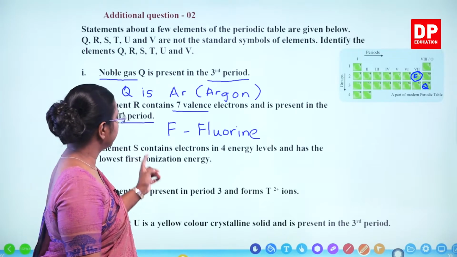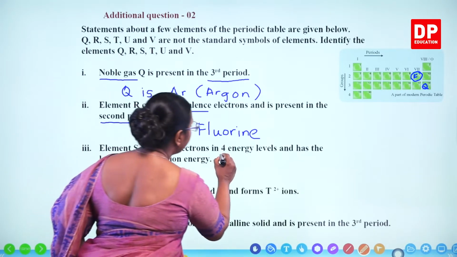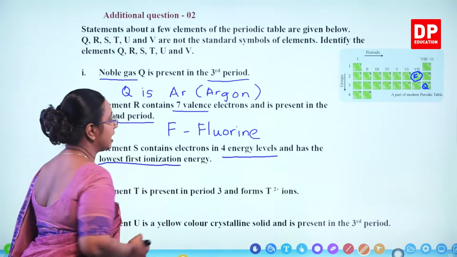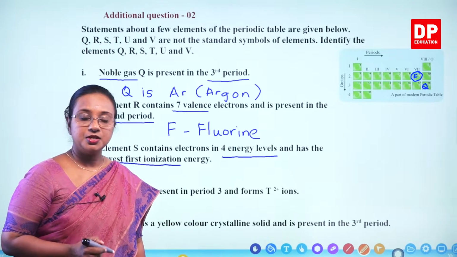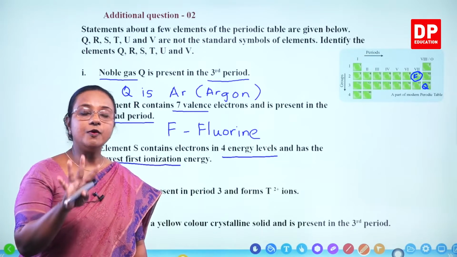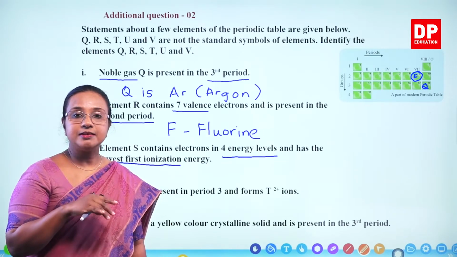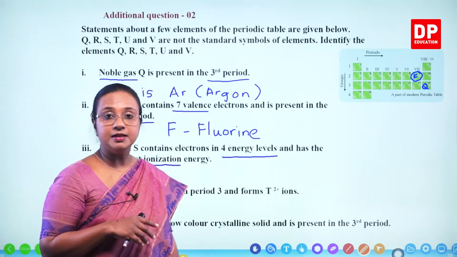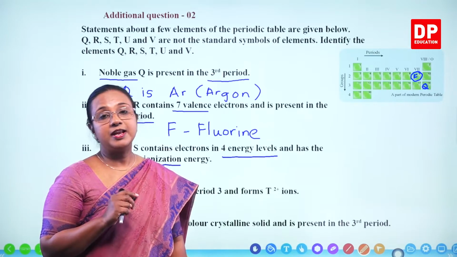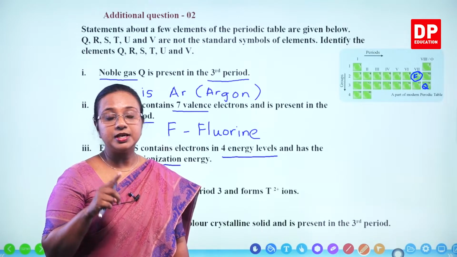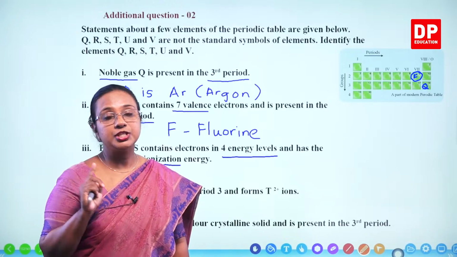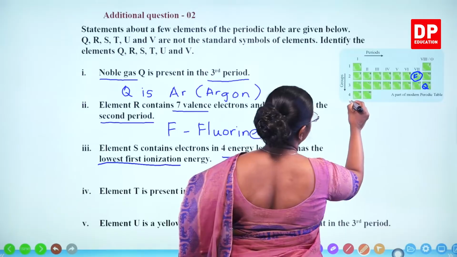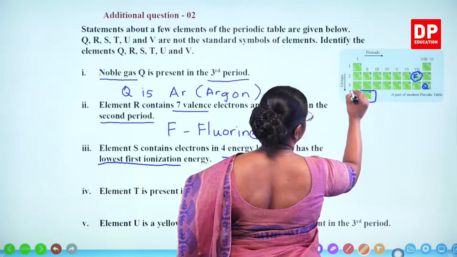Element S contains electrons in 4 energy levels and has the lowest first ionization energy. When they say 4 energy levels, what is the relationship between energy levels and position in the period? The number of energy levels is equal to the period to which the element belongs. So, this element obviously belongs to the 4th period.